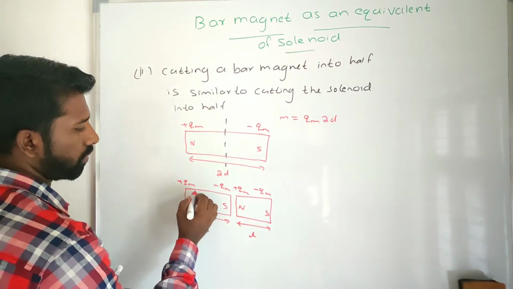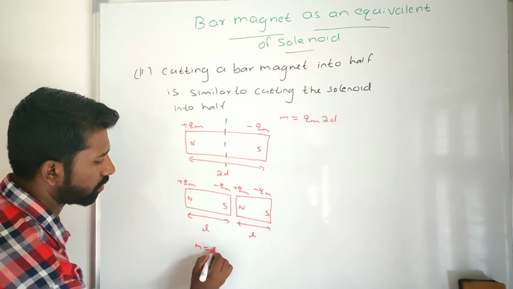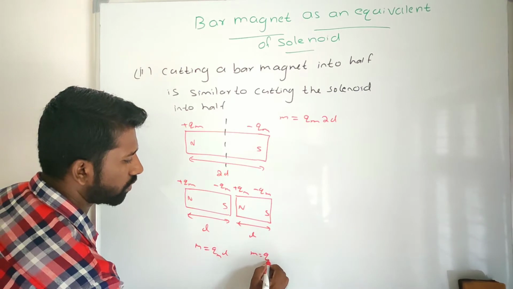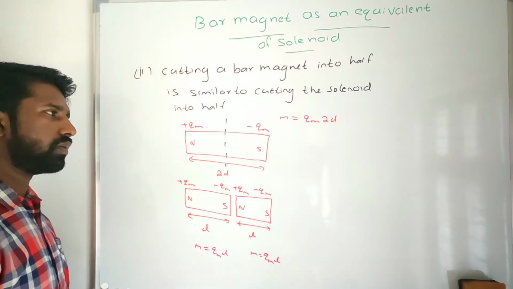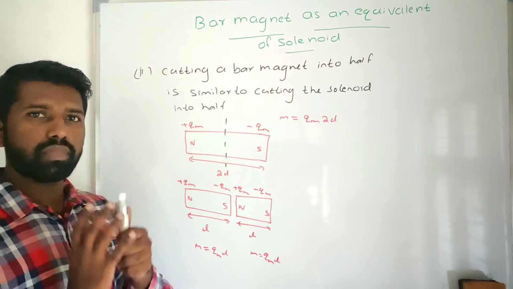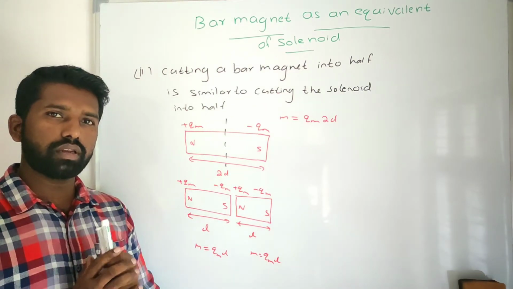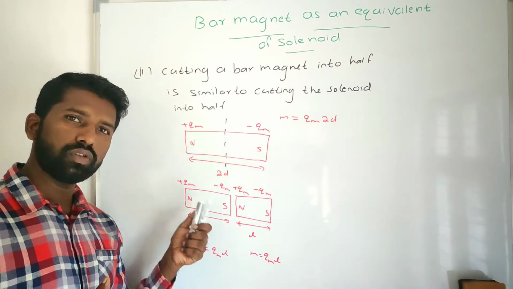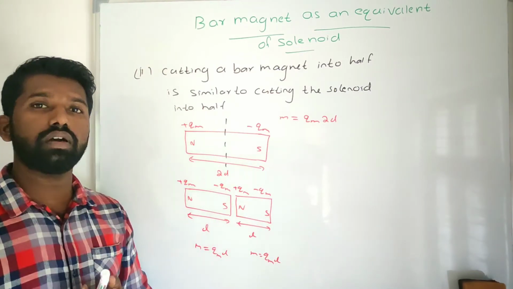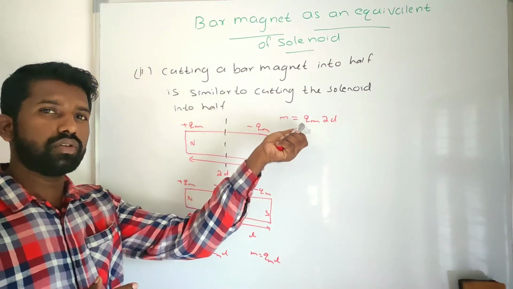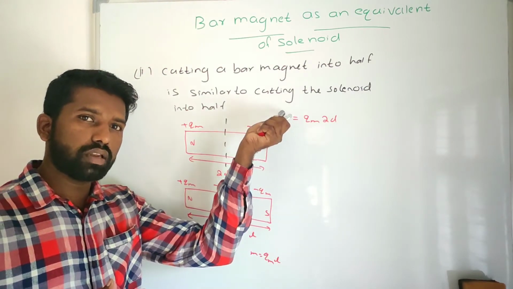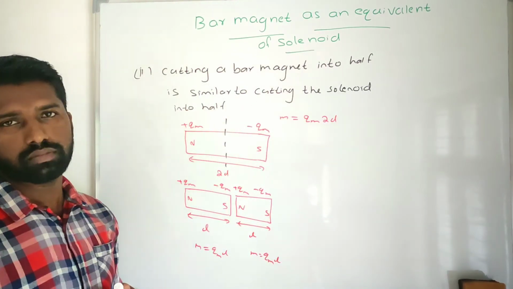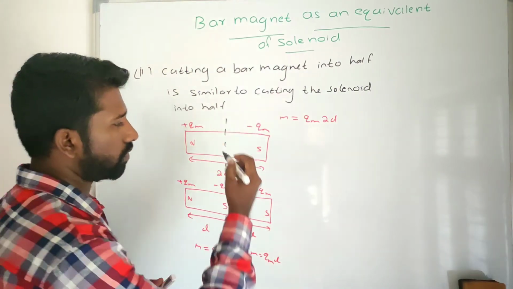Now you see, what about the magnetic moment of this? The magnetic moment of this is Qm into L, and the magnetic moment of this is also Qm into L. So from this I can say that if a bar magnet is cut into two equal halves, it produces two other magnets with weaker magnetic properties. Here the magnetic moment is Qm into 2L, but here it is Qm into L. Now we will see what about the solenoid.